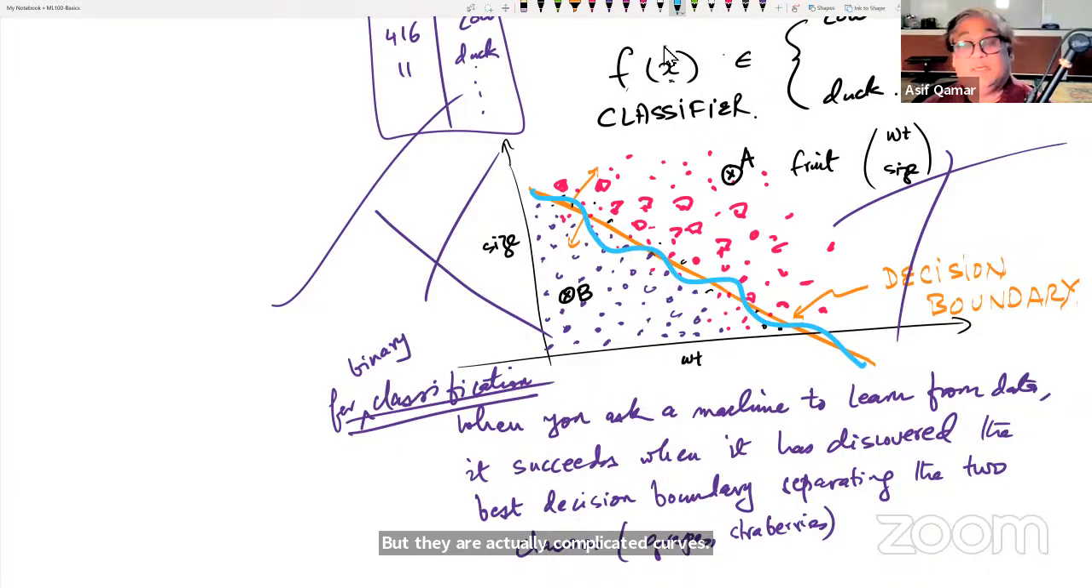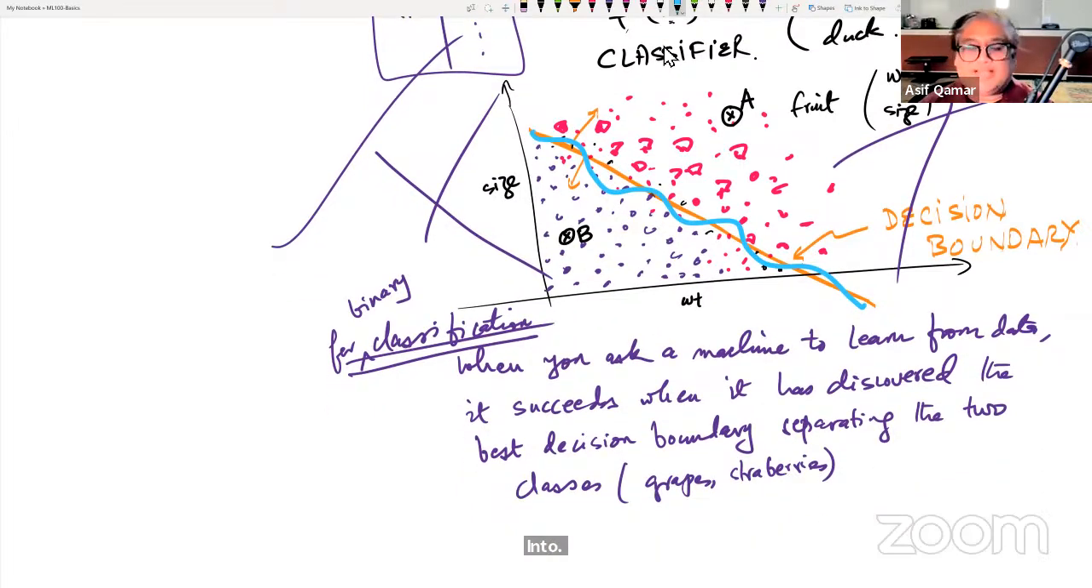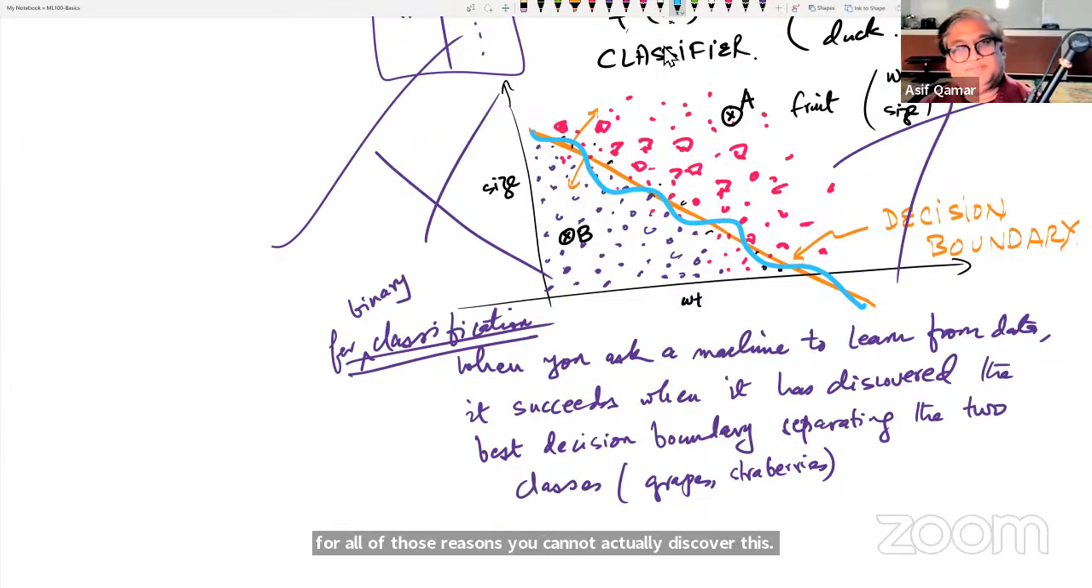And if they are curves, well, now all is lost, because programmatically, how do you know the shape of a curve? There's literally an infinity of shapes of the curves that you can draw in two dimensions. Right? So for all of those reasons, you cannot actually discover this by programming or by trial and error.